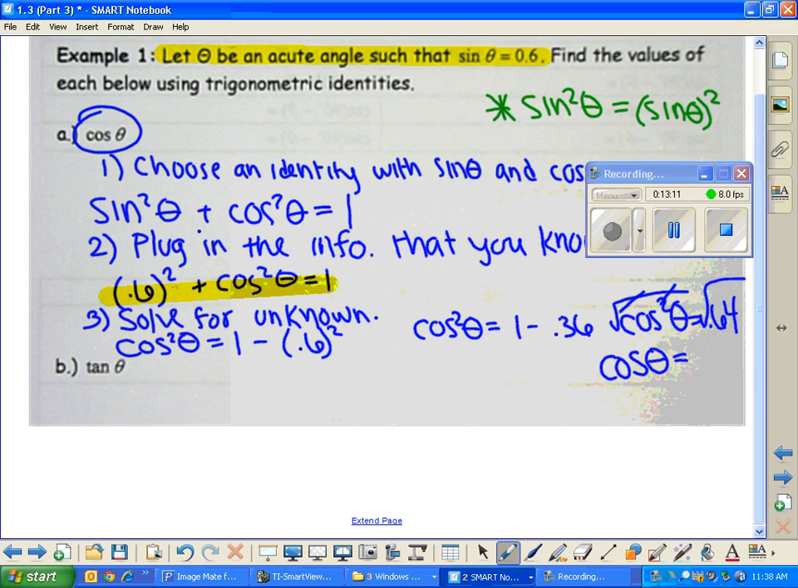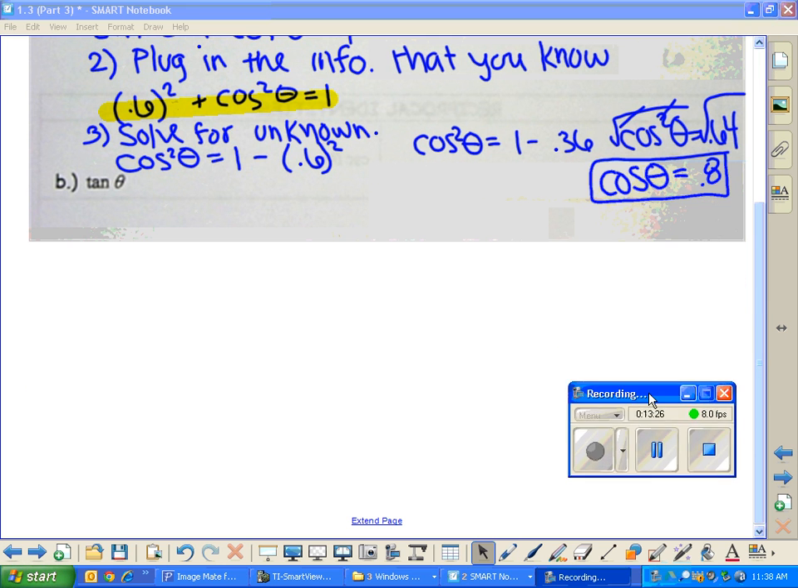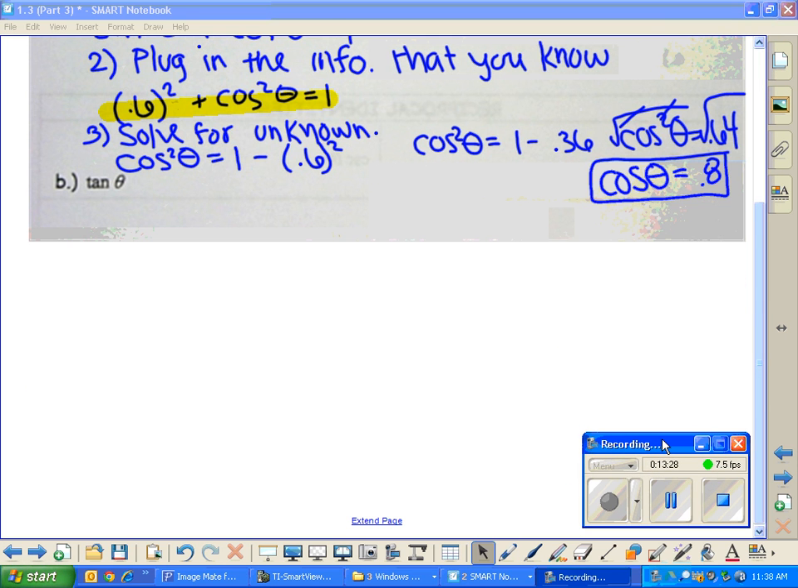Anyone? 0.8. That's your answer. So now you have sine of theta is 0.6. You know cosine of theta is 0.8. This is your information for this problem. You are now asked to find tangent of theta.